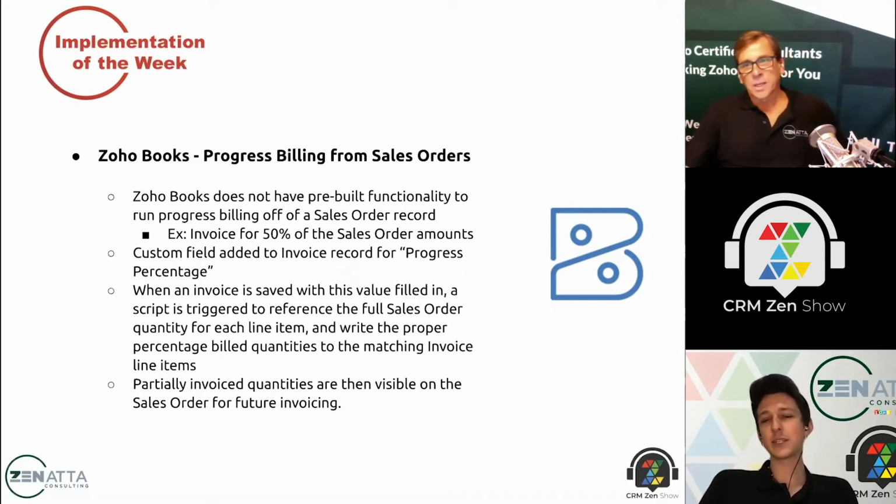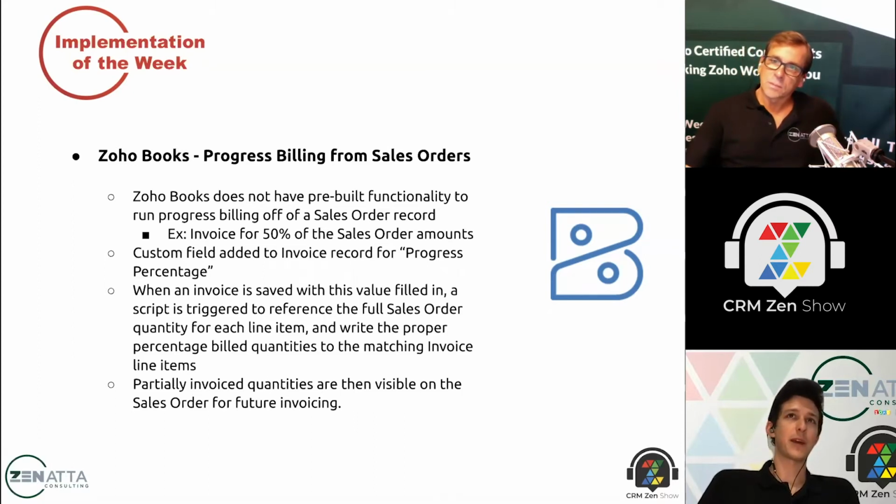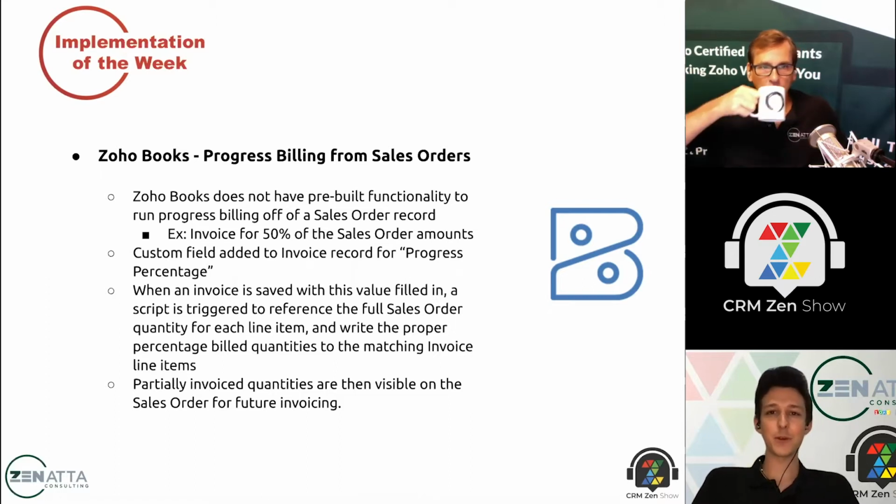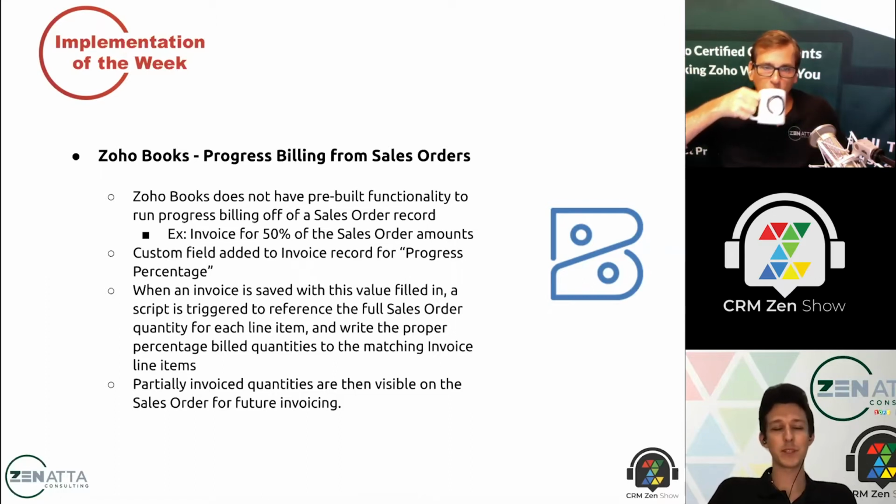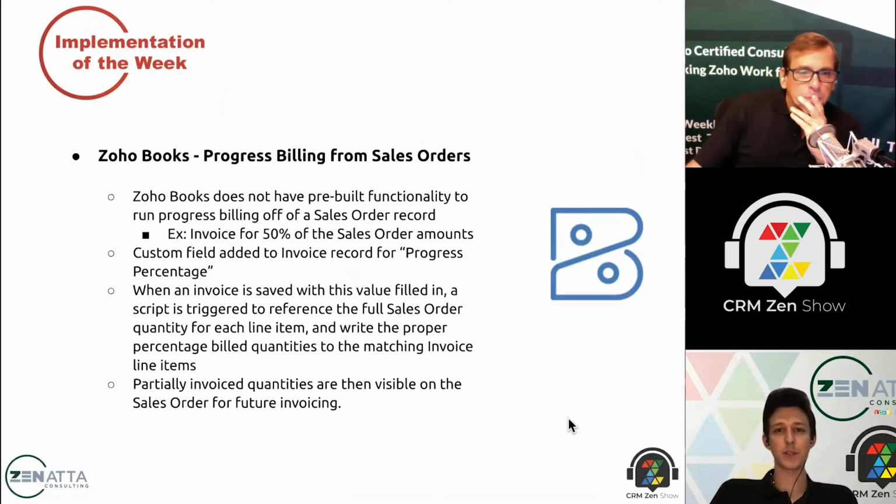Yeah, it's all about how you need to display it as well. We can't always tweak the exact format of the sales order and invoice templates and the display there. So sometimes in certain industries, you may need a specific look and feel that you're still not able to replicate with this, but this gets the function of the progress billing taken care of in Books.